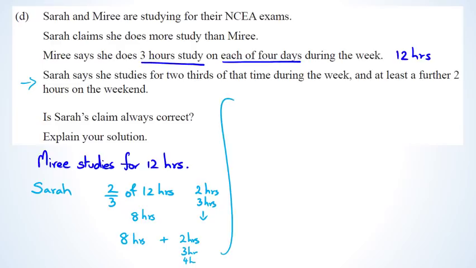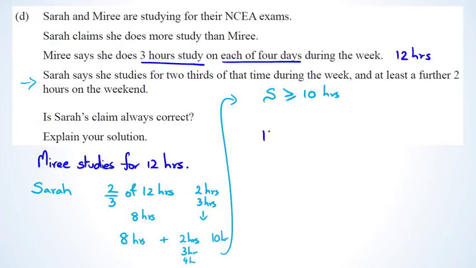Now, we can write this as, the minimum she's studying, the 8 hours plus the 2 hours is 10 hours. So Sarah studies a minimum of 10 hours. And this statement says that she will study 10, 11, 12 or more. All right. So now we're trying to figure out, is Sarah's claim always correct, and explain our solution. So here's the thing.